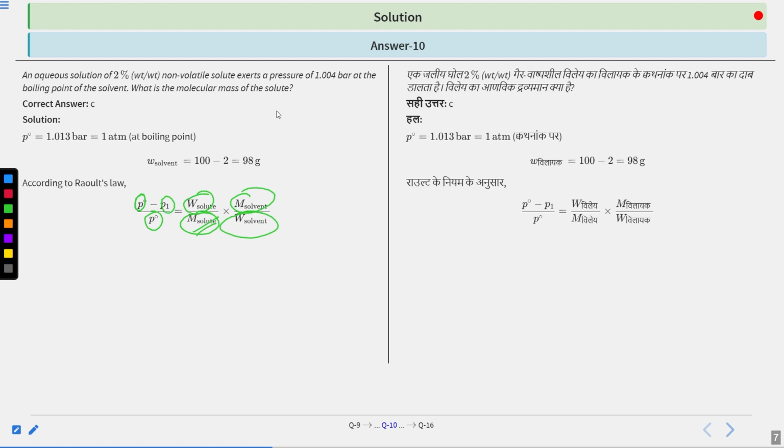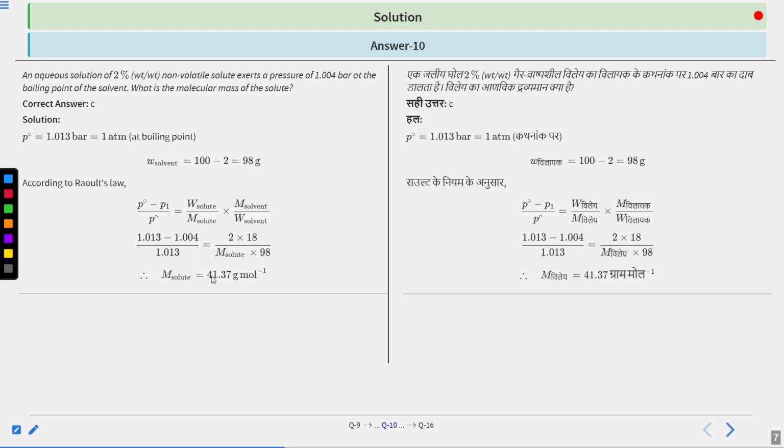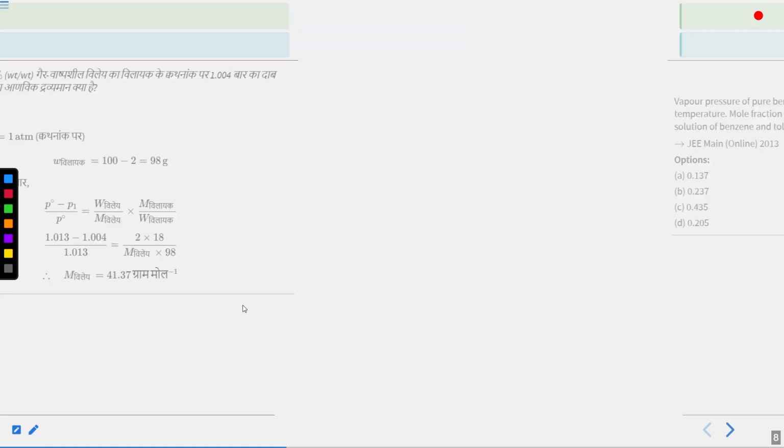So this is P naught. We know it should be 1.013. What we get is 1.004. We put this also. We are making an aqueous solution, so water is the solvent, whose mass is 98 grams and molecular weight is 18 grams per mole. But we don't know the molar mass of the solute, and we have to calculate this. So putting all these values, we get this equation. On calculating it, we get 41.37 gram per mole as the correct value of molar mass of the solute. Clear? This question is clear to you? So the correct answer is C. Therefore, now moving on to the next question.